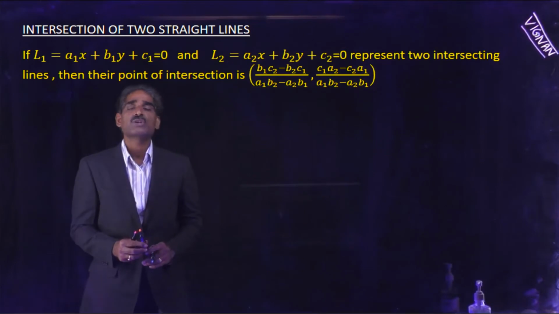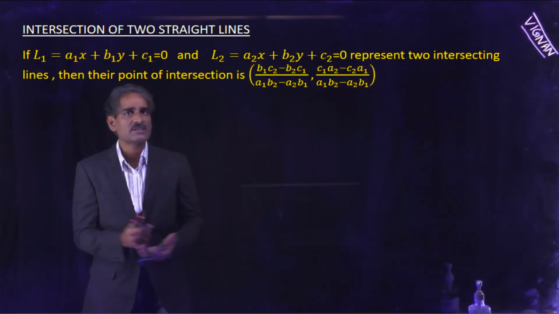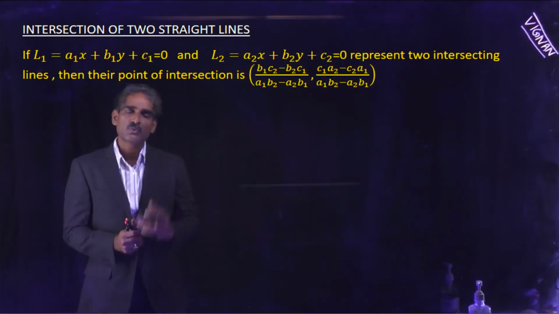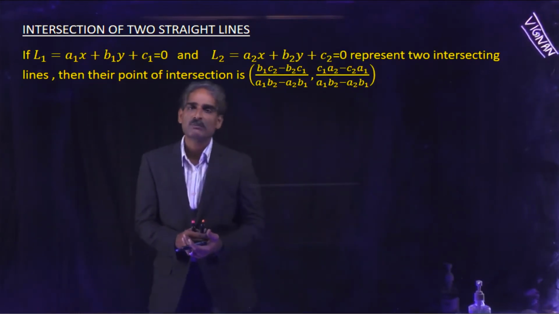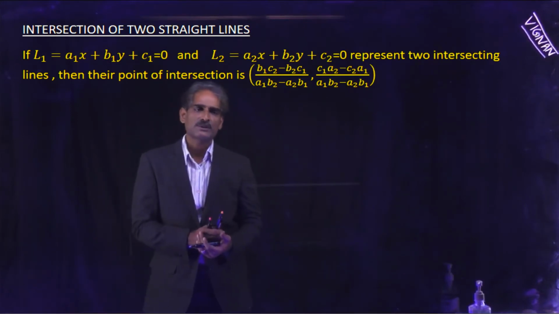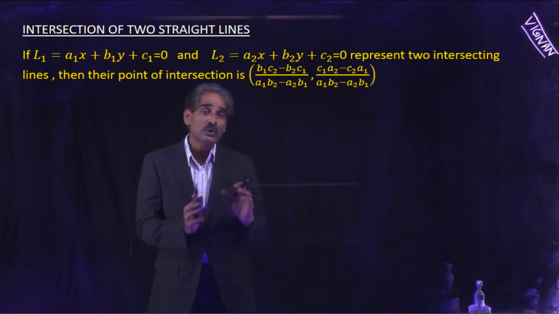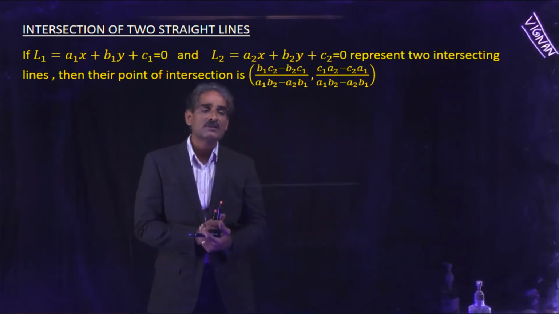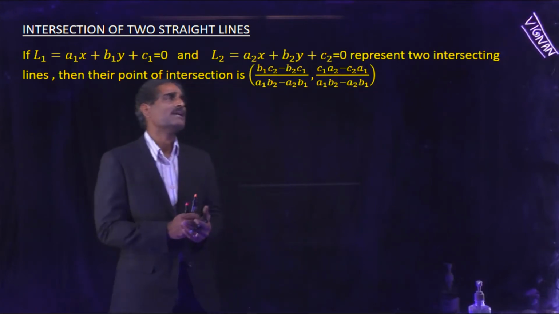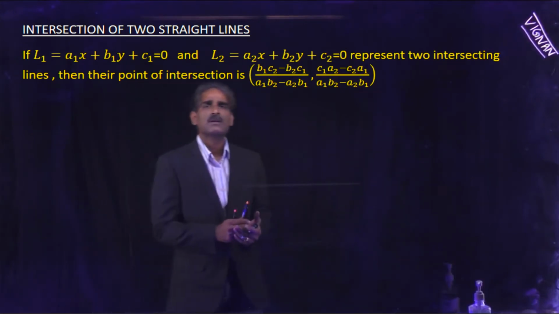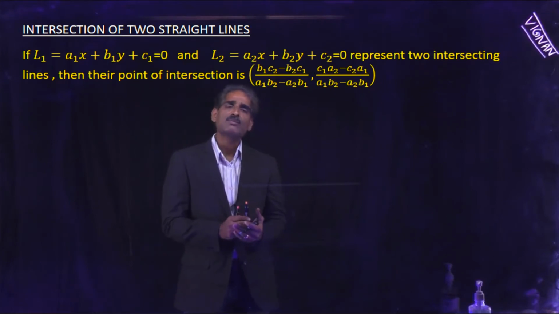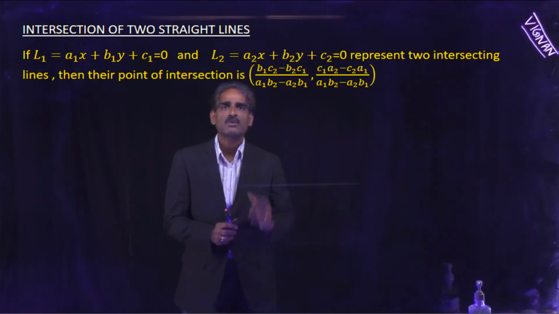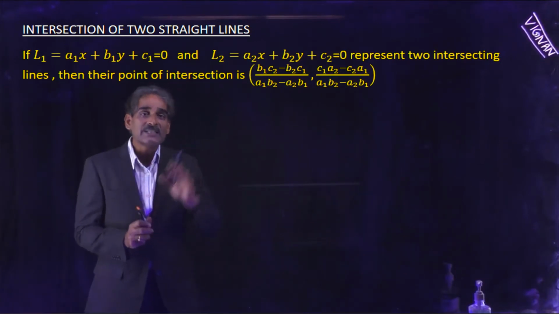Intersection of two straight lines: if they are not parallel, they must intersect at a point. We have to find the coordinates of the intersecting point. Suppose L1: A1x plus B1y plus C1 equals 0 and L2: A2x plus B2y plus C2 equals 0, two intersecting lines, that means they are not parallel. Their point of intersection is (B1C2 minus B2C1) by (A1B2 minus A2B1), comma (C1A2 minus C2A1) by (A1B2 minus A2B1). Suppose x, y is the intersecting point.